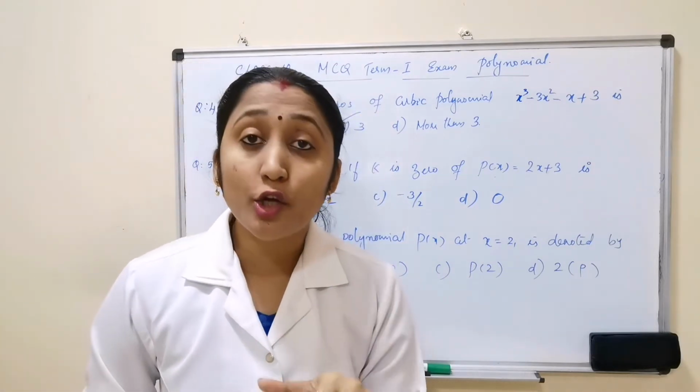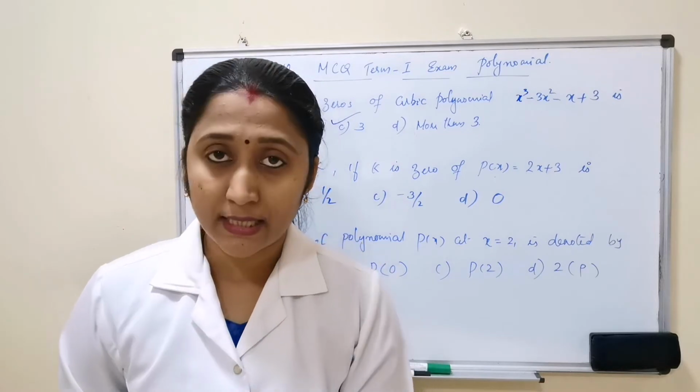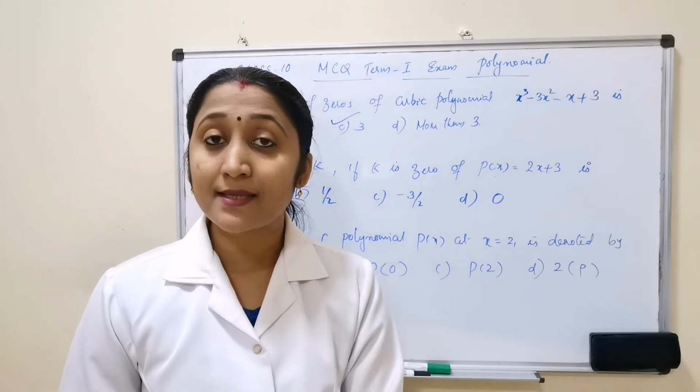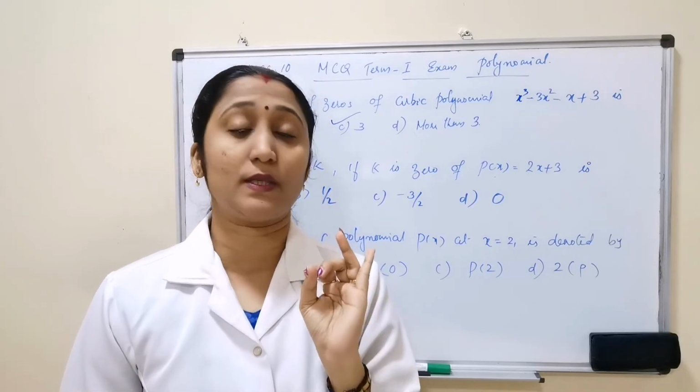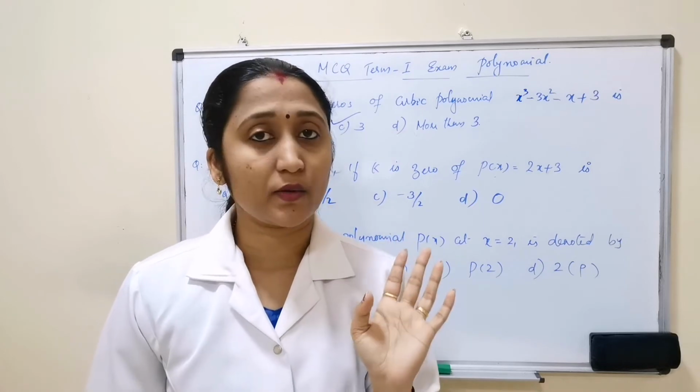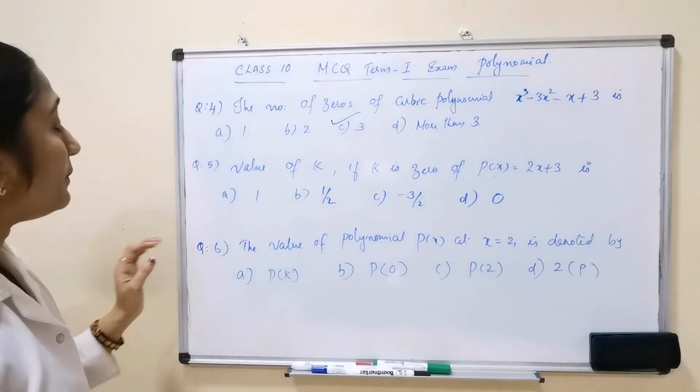If it is a linear polynomial, it has only one zero. If it is a quadratic polynomial, it has only two zeros. And if it is a cubic polynomial, it has three zeros. Is it clear? Next question.